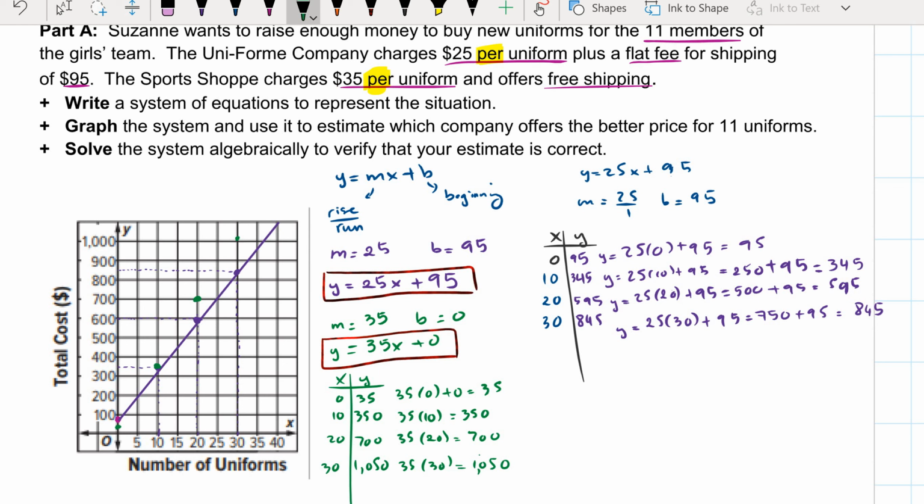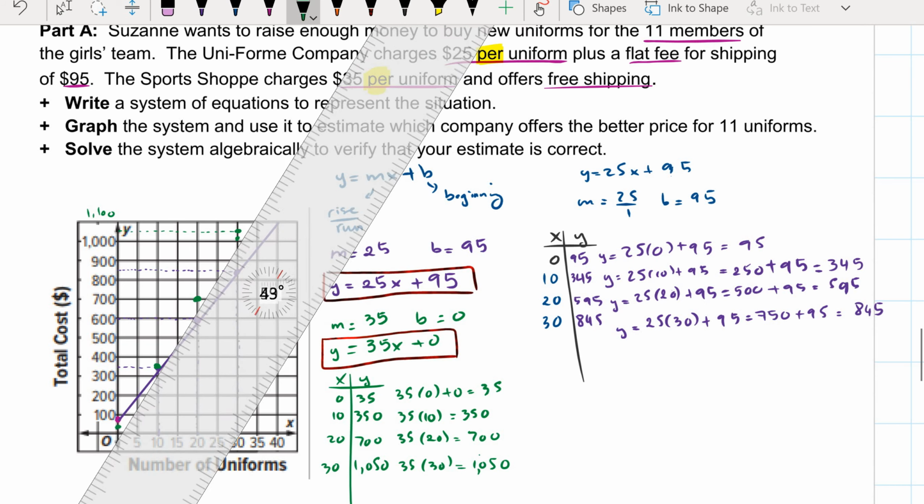Hold on. Sorry, it's gonna be in the middle because this is 1,000. This is gonna be 1,100. So 1,050 should be in the middle between 1,000 and 1,100. It's gonna be right here. All right, so we're gonna graph this.